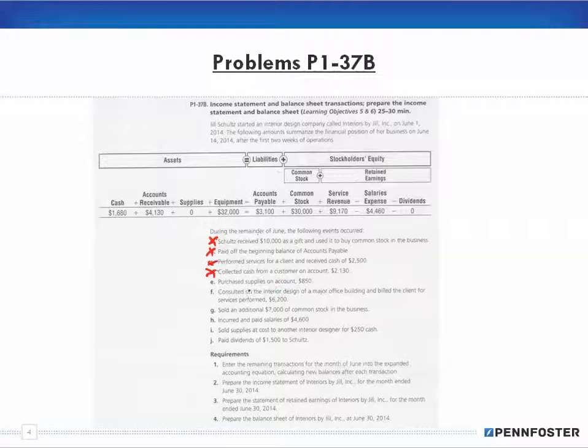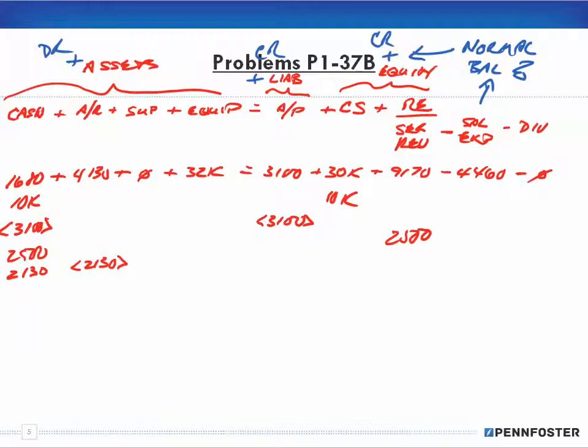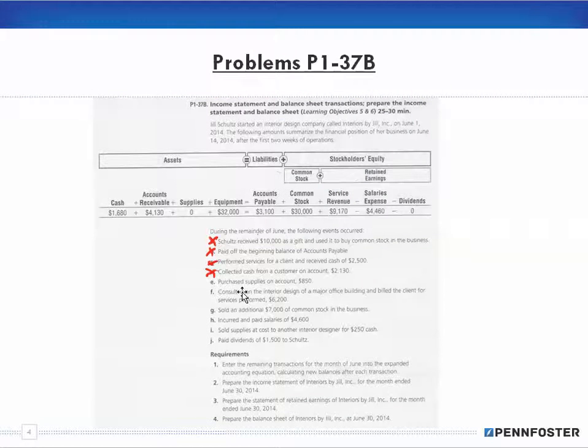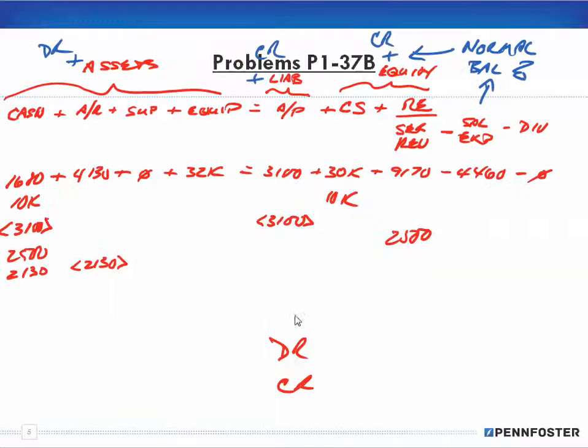Okay, E, purchased supplies on account. Well, that's just the opposite of what I just did and sort of what I explained. So I have a debit and I have a credit, and I am purchasing supplies on account. My first question that I'm asking is, am I affecting cash? And the answer to that is no, because I'm buying them on account.